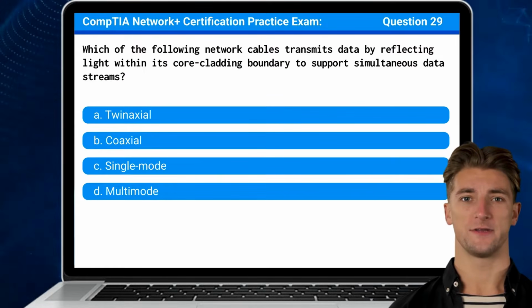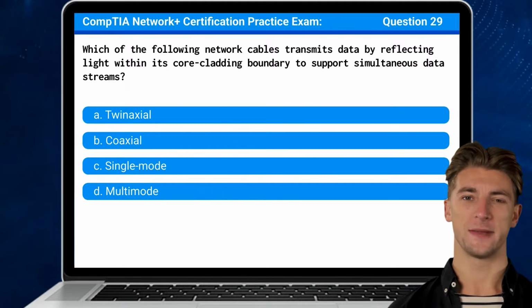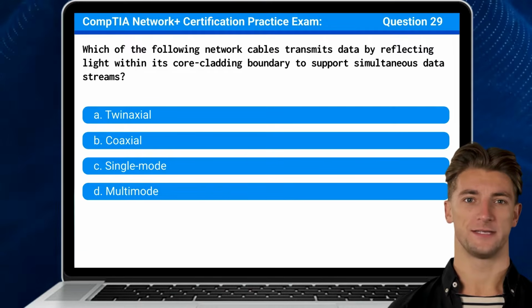Question 29. Which of the following network cables transmits data by reflecting light within its core cladding boundary to support simultaneous data streams?